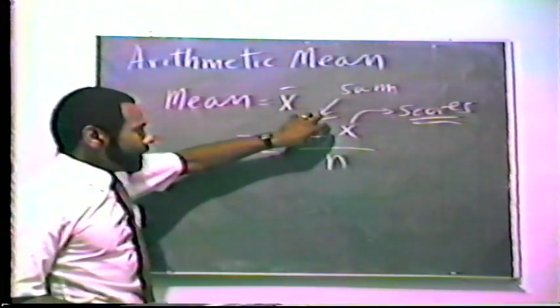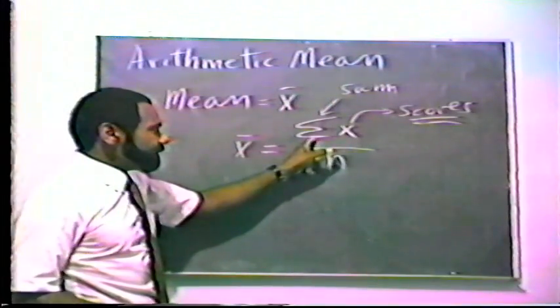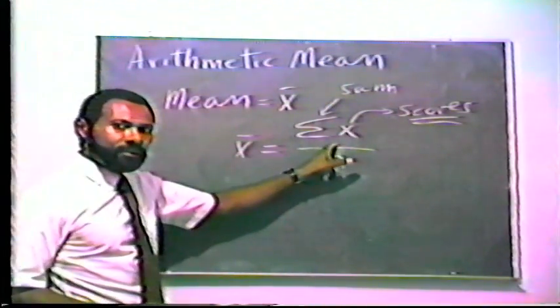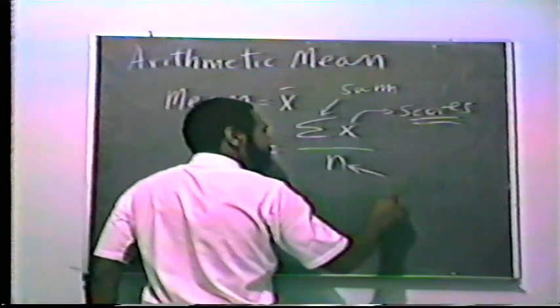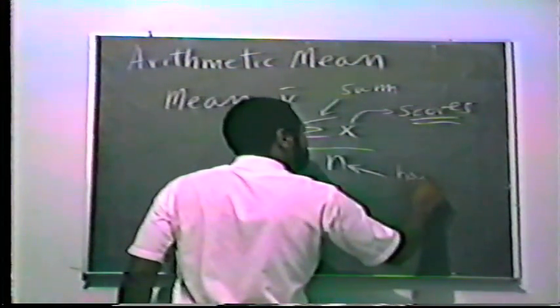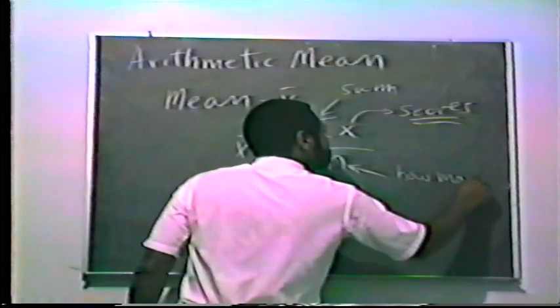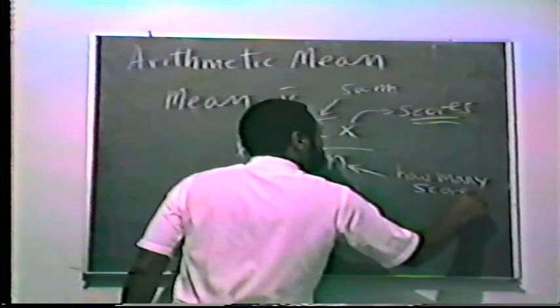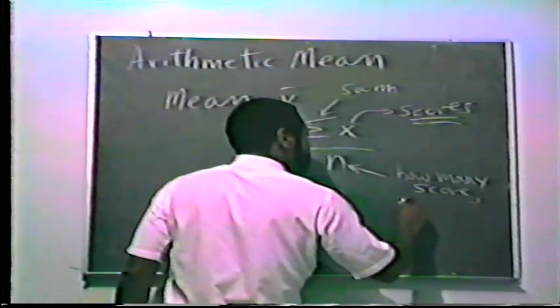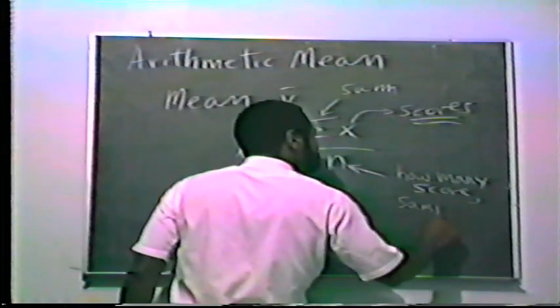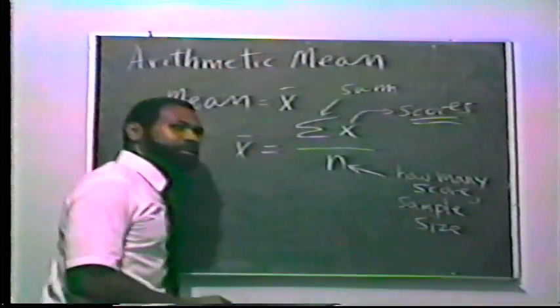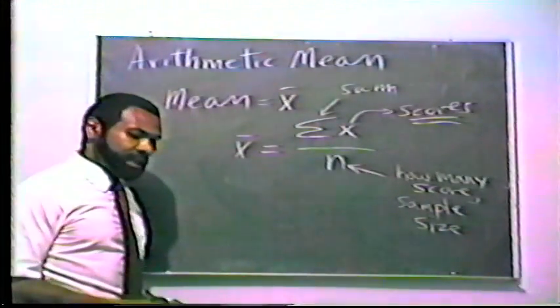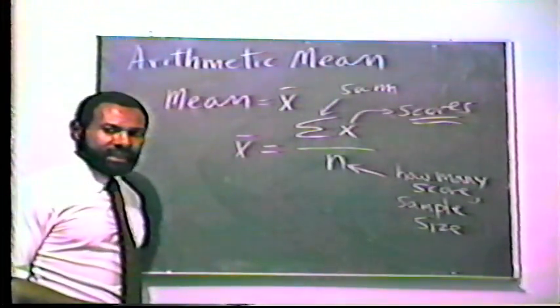So this numerator tells us that we have to add the scores together, and then we have to divide by n. And n represents how many we have, or what we sometimes refer to as the sample size. The sample size, the number of scores we have.